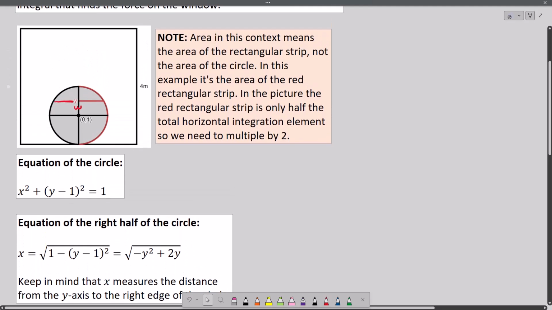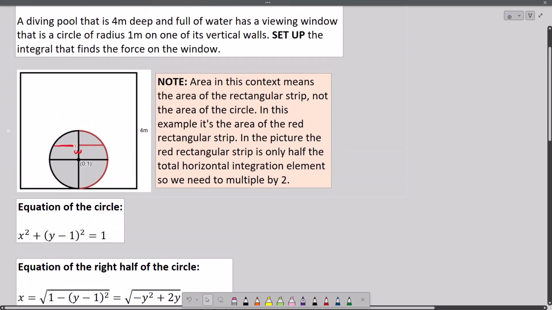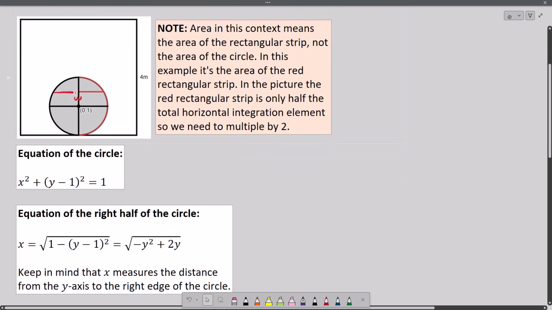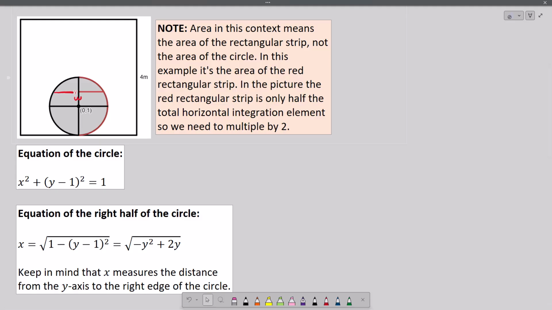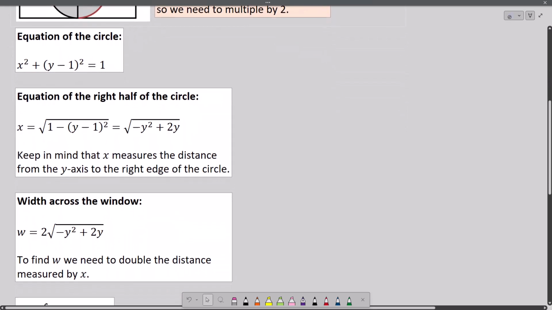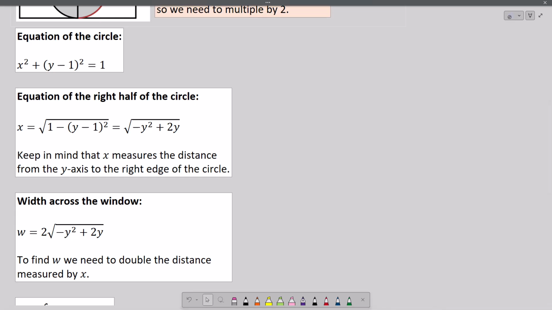So this circle, this window, has a radius of 1 meter. The equation of a circle centered at (0, 1) of radius 1 meter: the x-coordinate is 0, the y-coordinate is 1, so we have to shift the y by subtracting 1, and then the radius squared is 1 on the other side. So now I'm just doing what I said. Let's isolate the x and choose the positive square root. This will be the right half of the circle. So that'll give us the equation of the full right half right there. So it's measuring from the y-axis to the right.